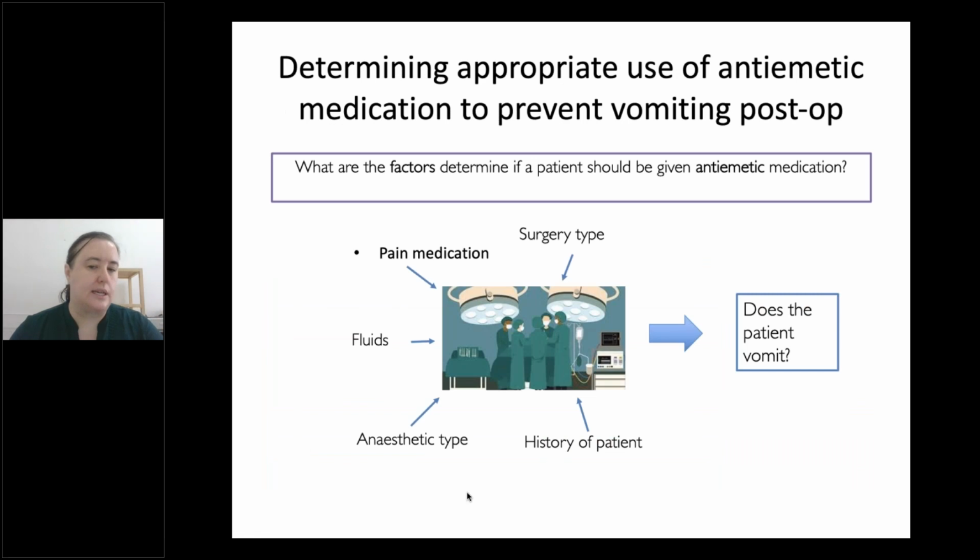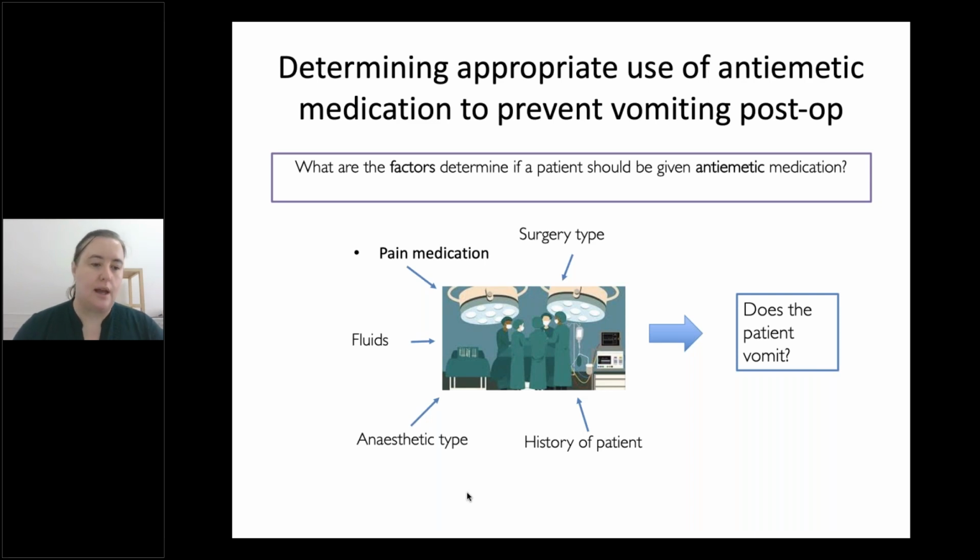Another one that we're working on, which I think is an interesting example, is determining the appropriate use of antiemetic medication to prevent vomiting post-op. This is a clinical indicator for anaesthesiologists. The research is quite clear, but they were hoping to develop something that will give them a bit more confidence in which direction they should go.